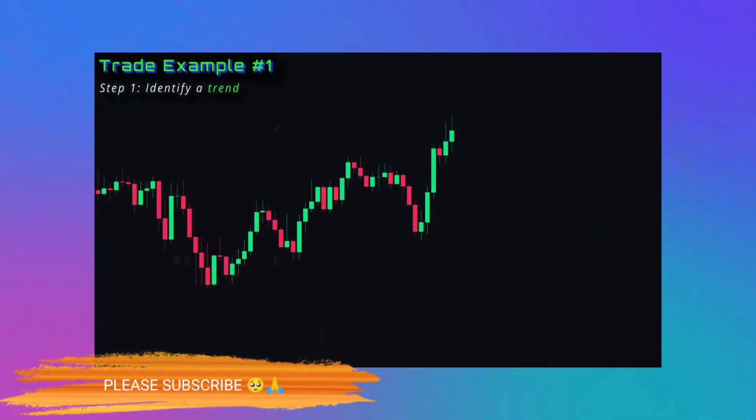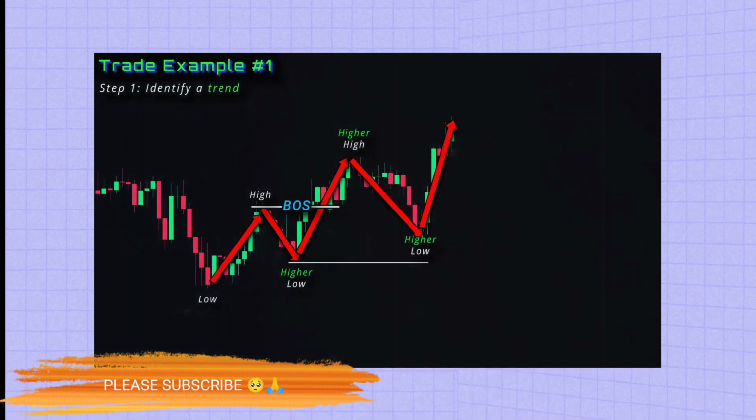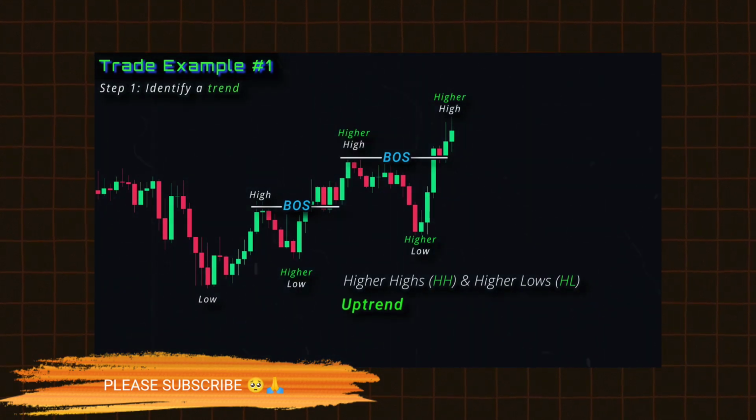Now, let's look at this chart here. We can see that price goes up, makes a pullback, but managed to remain above the previous lows. Next, it went up, creating a break of structure and forming higher highs. And after that, price went down, remains above the previous lows, comes back up, and made another break of structure and forming higher highs. So now we have higher highs and higher lows, which is a characteristic of an uptrend. Now, once we found the trend, the next step is deciding when to enter a trade.